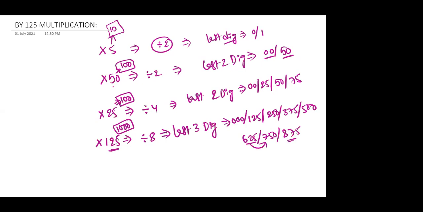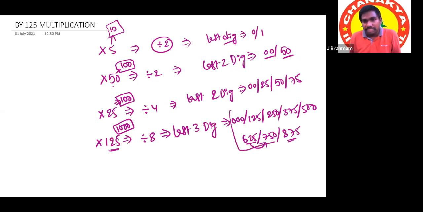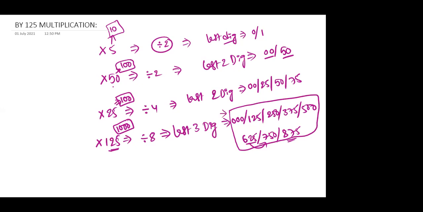So here we don't need to remember this list of last three digits. Simply, whatever the remainder may be, we have to multiply it by 125.